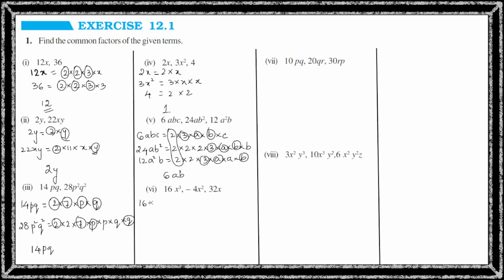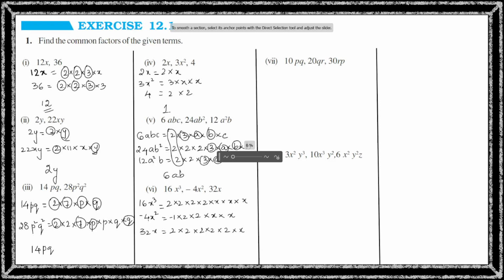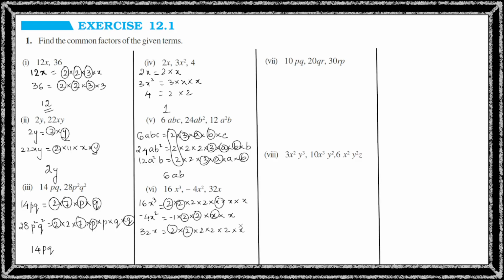Next again I have 3 terms. 16x cube is nothing but 2 into 2 into 2 into 2 into x into x into x. Minus 4x square is minus 1 into 2 into 2 into x into x. 32x is 2 into 2 into 2 into 2 into 2, I have 5 2's into x, right? Now what are the common factors here? I have 1, 2, another 2, 1x over here, and I think that's it, right? So I have 2 into 2 into x, which is 4x. So 4x is the common factor.